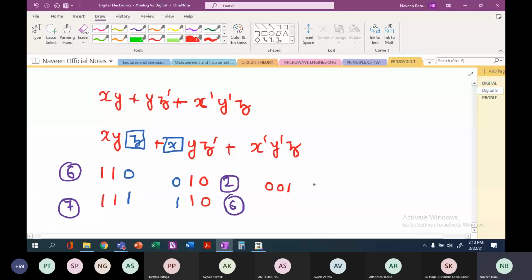What are the minterms? It is m1 plus m2 plus m6. I am not writing it again because m6 plus m6 is still m6 only, plus m7. So these are the minterms, you can write it shortly. Right? So this is another shortcut to identify the minterms from the given Boolean expression.